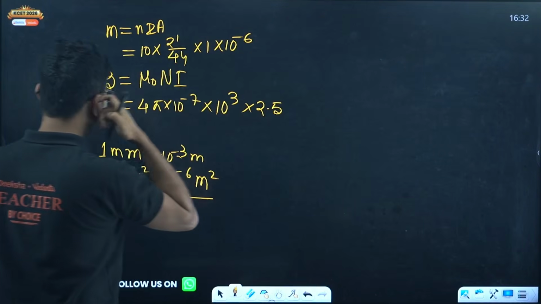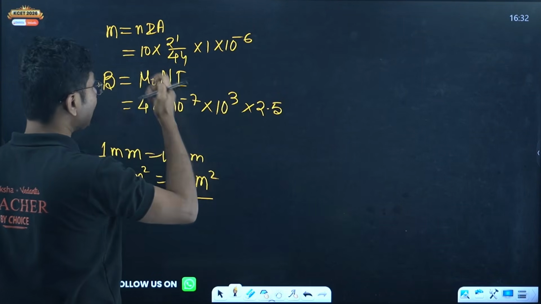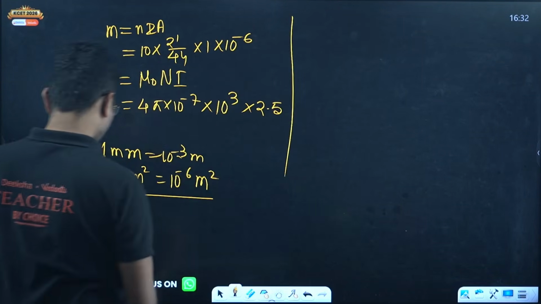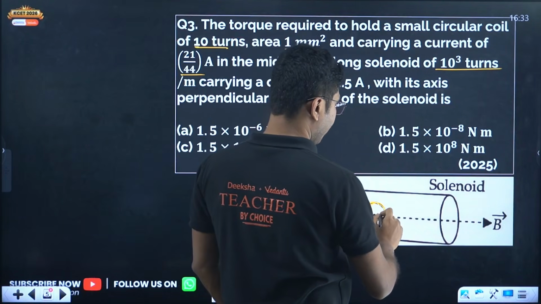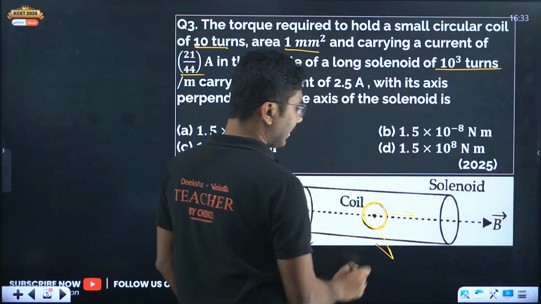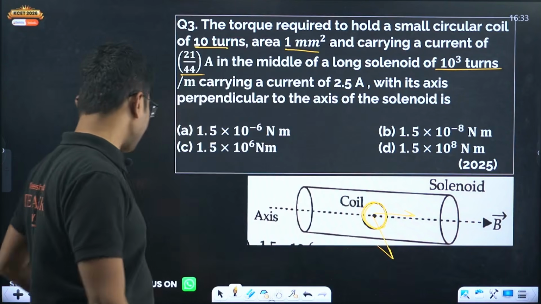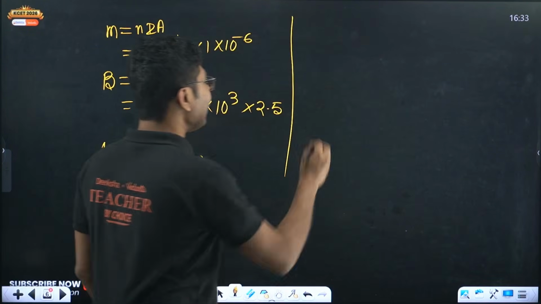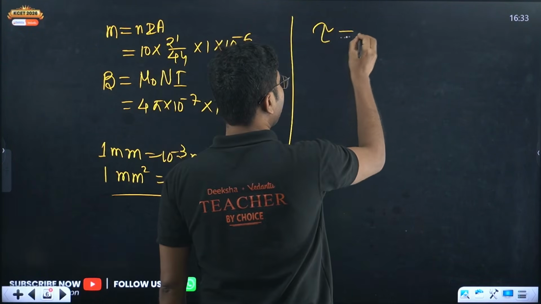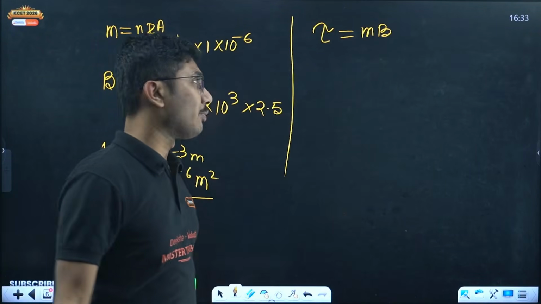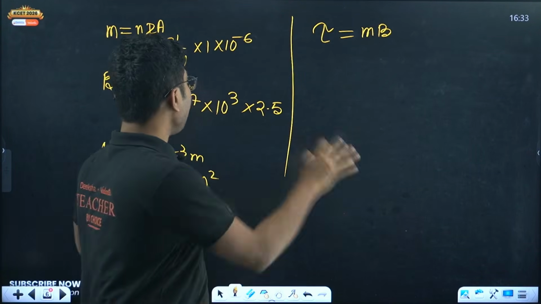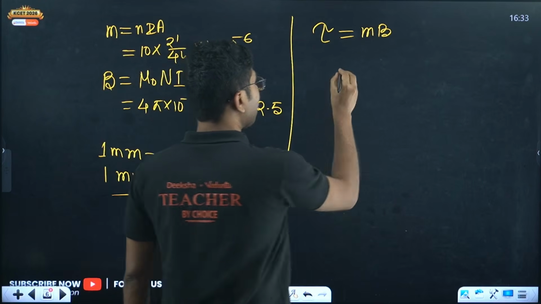Now you can simplify it, but as you can see in this question, the magnetic field and the area vector of the plane are perpendicular to each other. That means the angle is 90 degrees. So the torque acting will be M B sine theta, M B sine 90, and sine 90 is 1. So simply M B. M is calculated, B is calculated, just put the values.